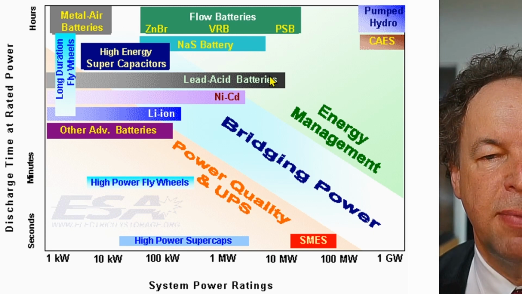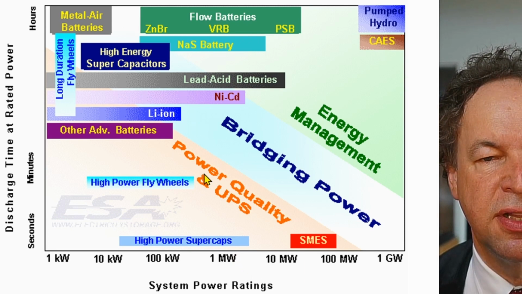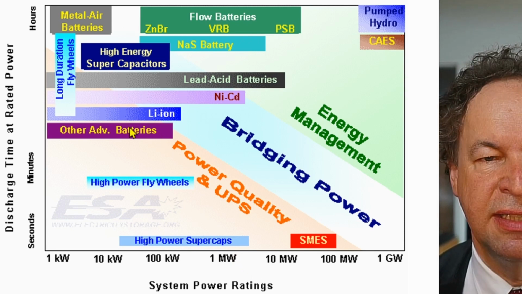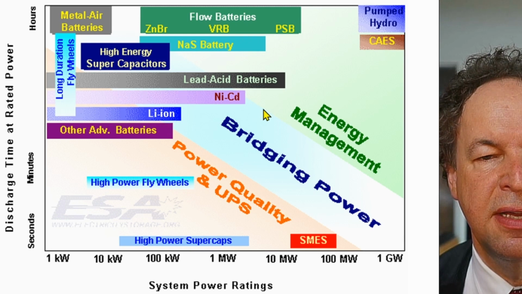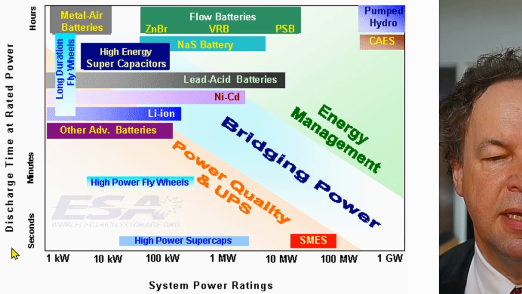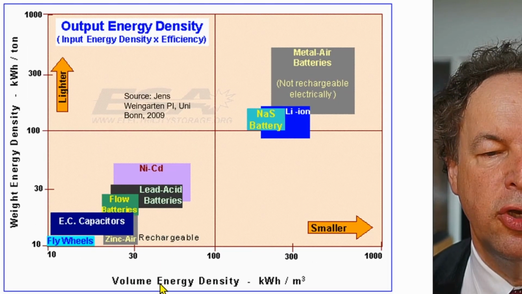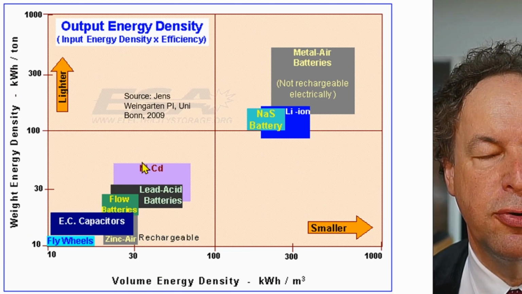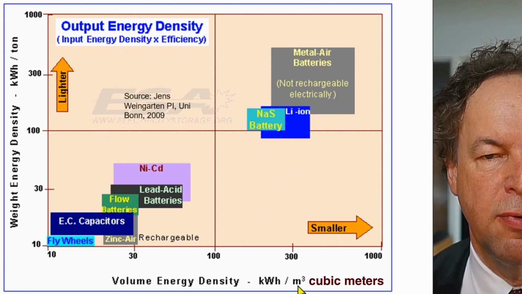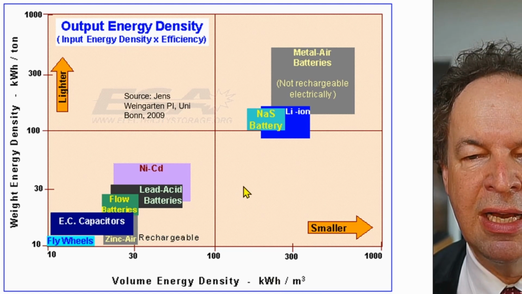Here, if you have lead-acid batteries, they can work longer. Nowadays, it's a bit older, I think it's from 2009, you have lithium-ion batteries. They are also suitable for high system power ratings. Here you have the volume density and the weight density, so kilowatt hours per ton and kilowatt hours per square meter. So this is particularly important for mobile applications.